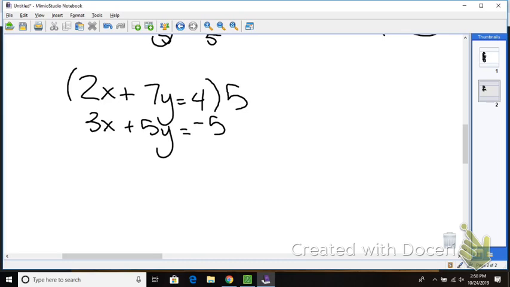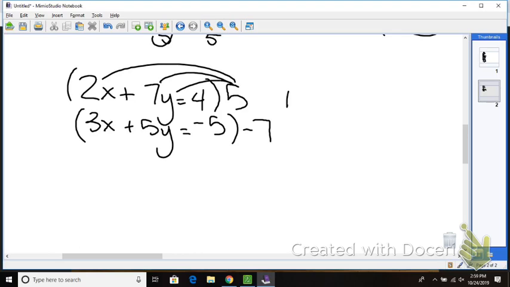Okay, but before I had a 4 and a negative 4. So I don't need a 35 and a 35. I need a 35 and a negative 35. So what am I going to multiply by? Negative 7. You got to make sure one of them is negative. Now, sometimes you'll see that it's already set up as a negative and a positive. Those are the ones you want to eliminate. But let's go ahead and distribute to everything.